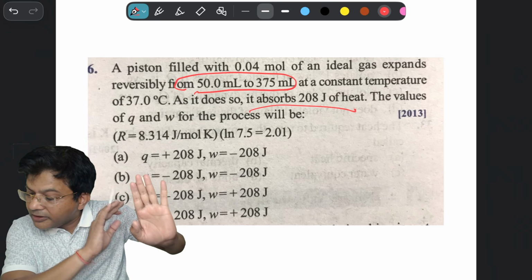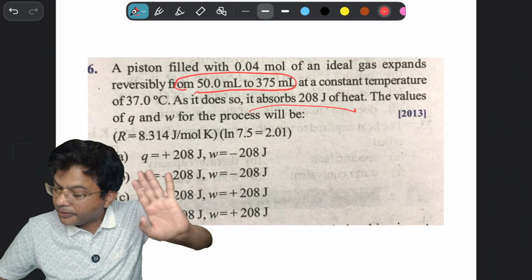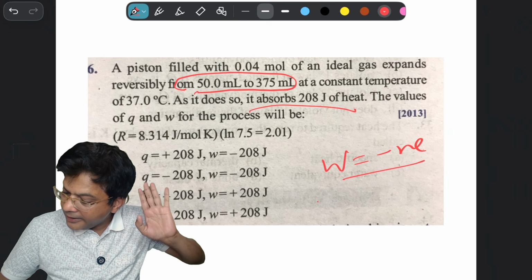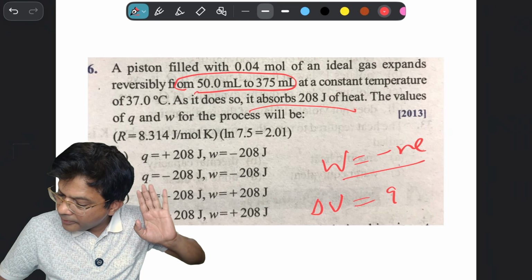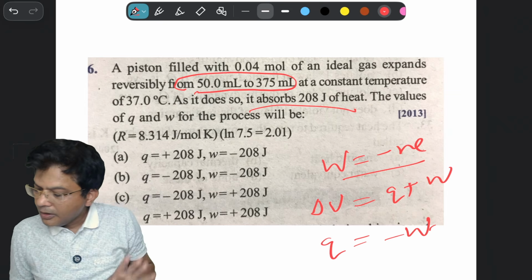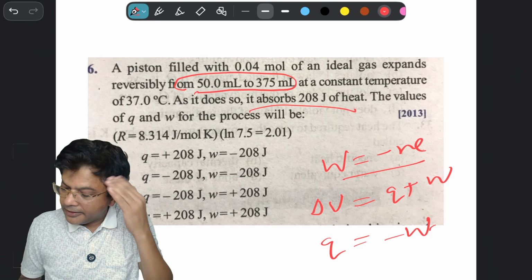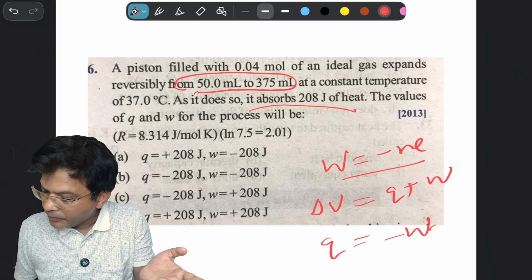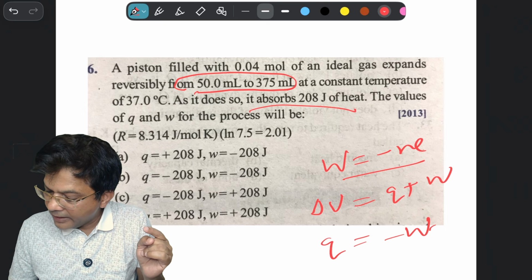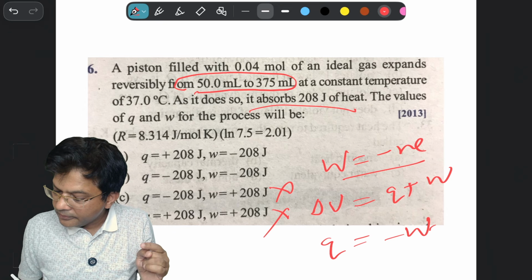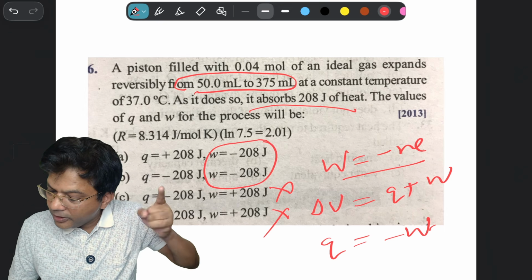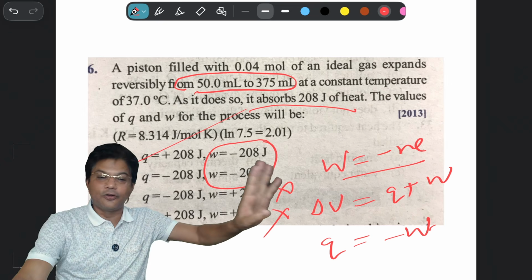A piston filled with an ideal gas expands reversibly. So W will be negative. And delta U is equal to Q plus W. So Q will be positive, Q is equal to minus W. The values have nothing to do with it. Because Q is positive and W is negative, these two can't be the answer. And these two are same negative, but Q should be positive. Only one option is getting matched. No need to solve.